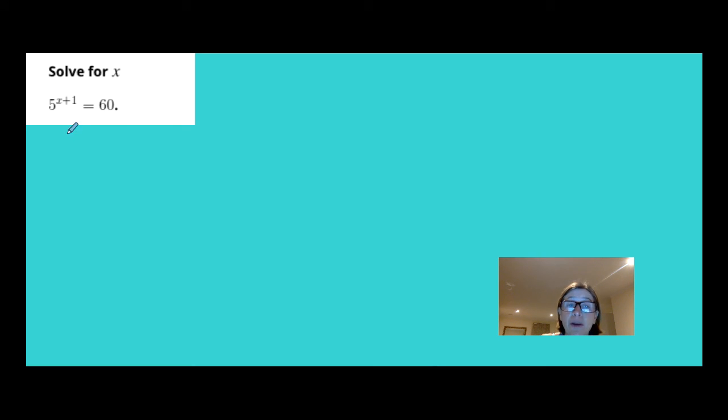All right, a little bit harder. Log equations where there's no logs. So here I have an exponential equation. 5 to the x plus 1 equals 60. There's no way for me to make the bases the same, so I'm going to have to do the inverse operation, which means I'm going to have to take the log of both sides. All right, so I'm going to take the log of 5 to the x plus 1, and I'm going to take the log of 60.